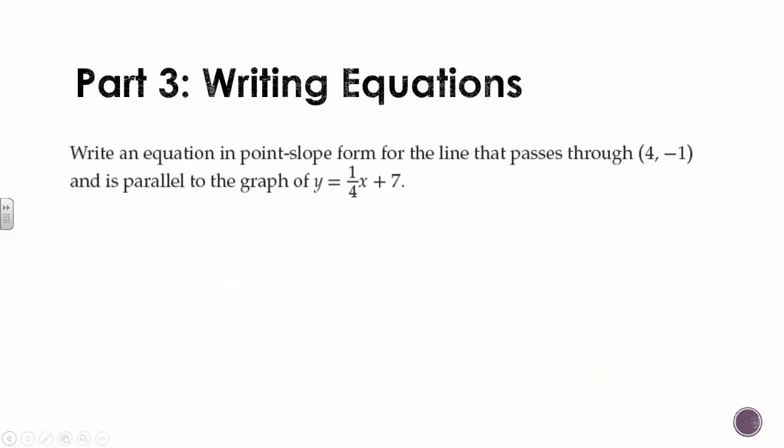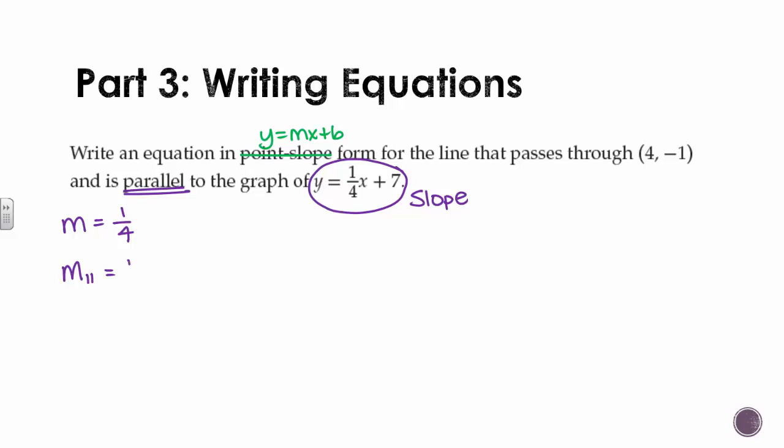So you'll get questions like this, where it asks you to write an equation in point slope form. We're actually going to change this. I want it in y = mx + b. For the line that passes through (4, -1), and is parallel to the graph of this other equation here. So all we need this equation for is the slope. That's it. I don't care about anything else. So the slope of the line that they give us is 1/4. I need to find something that's parallel to this, so it's going to have the exact same slope, 1/4.